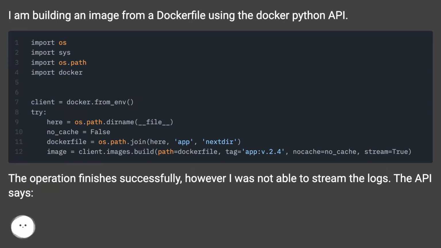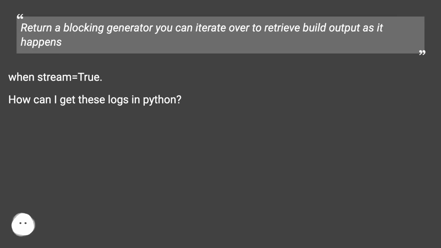The API says, return a blocking generator you can iterate over to retrieve build output as it happens, when stream equals true. How can I get these logs in Python?